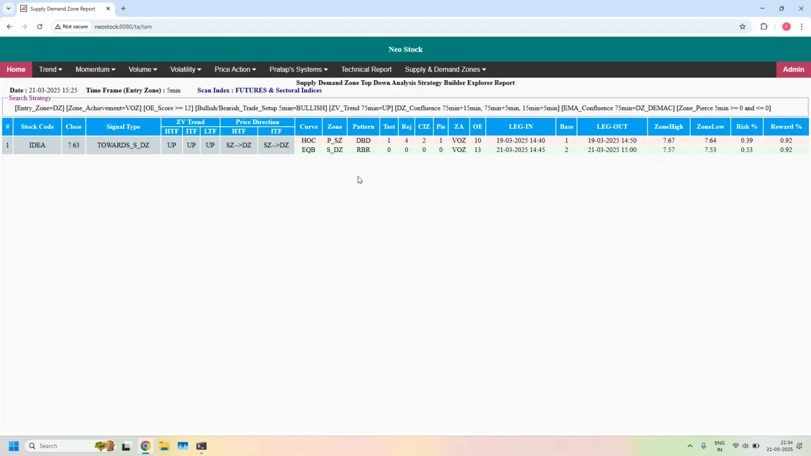So this is bullish trade setup for hourly income trade.